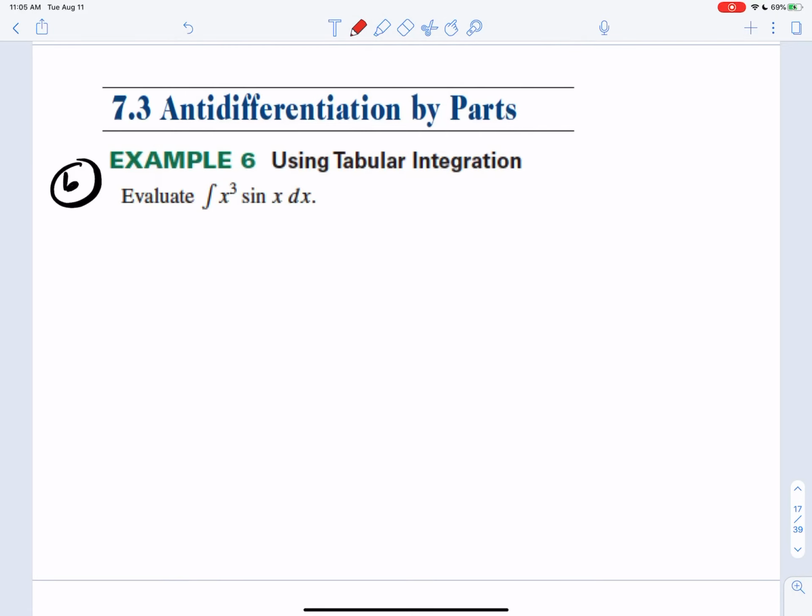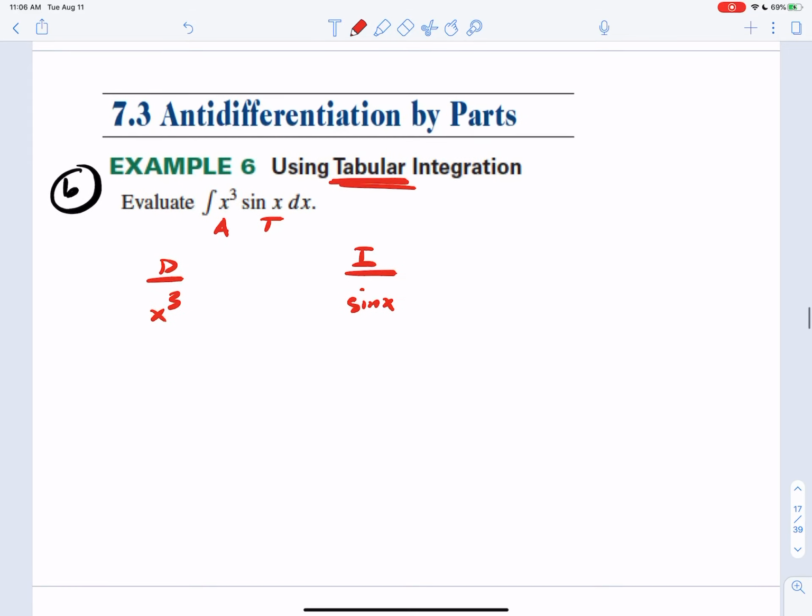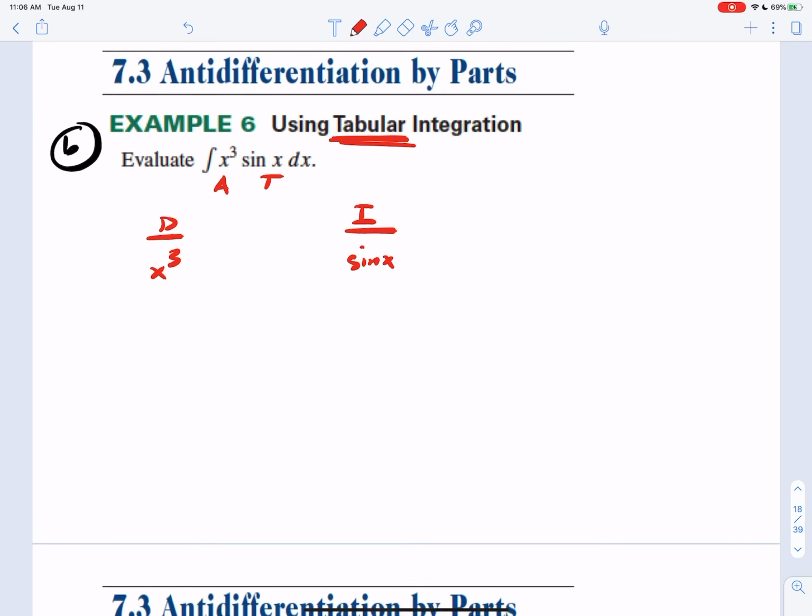Okay. So right away, I know this is A, this is T. Definitely possible for tabular, even though it says tabular right here. So derivative, integral, x cubed, sine x. Remember, derivative will always be the algebraic one, okay? So derivative 3x squared, derivative 6x, derivative 6, derivative 0.